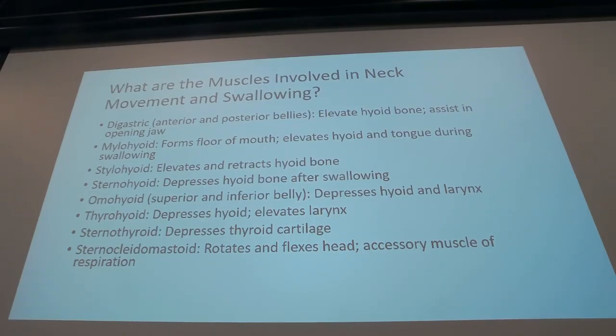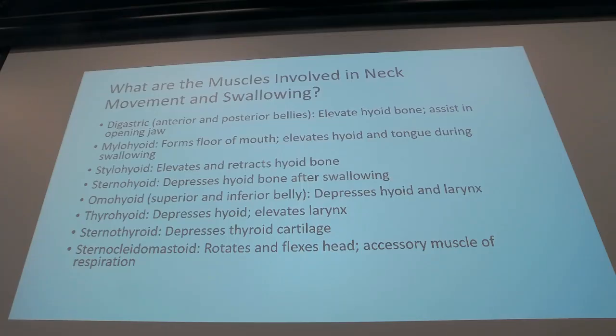Thyrohyoid depresses the hyoid and elevates the larynx during swallowing. And sternothyroid depresses the thyroid cartilage. This one inserts in the sternum and goes to the thyroid cartilage.